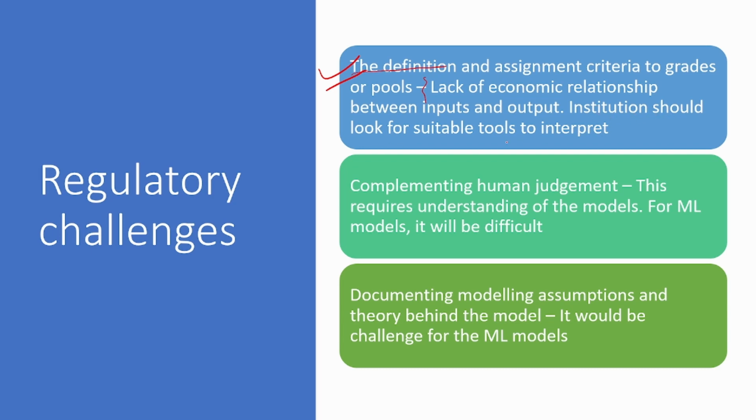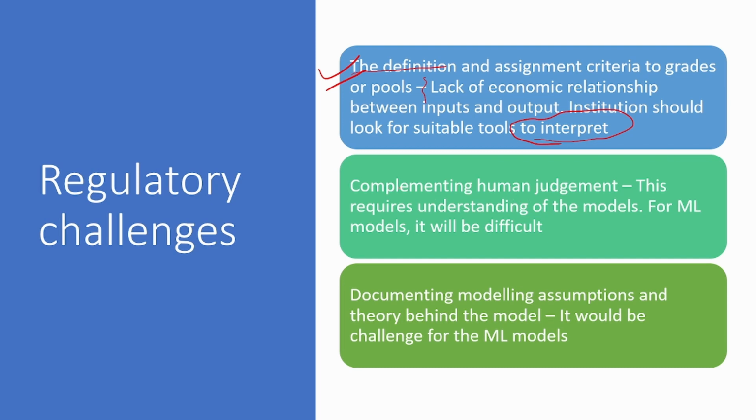Institutions should look for suitable tools to interpret. So interpretability is something that is heavily discussed in this paper. We all know that ML models have issues with interpretation, but we do not need to be able to interpret every single thing, in my view. But regulators are very concerned about it. Some of the things can also be understood or interpreted outside of the model, and you don't need to understand everything that's happening in the model, but that's just my view.